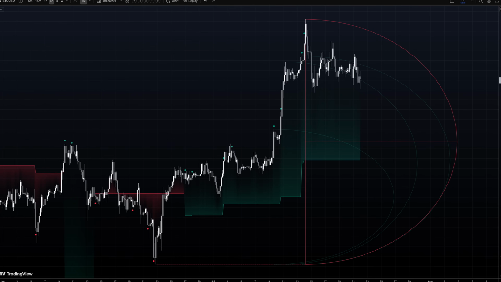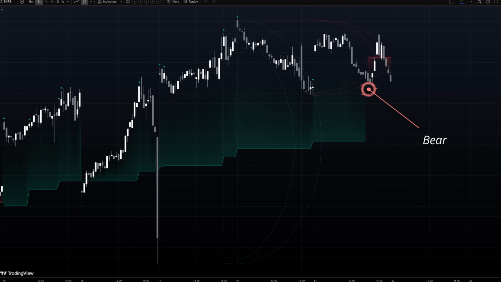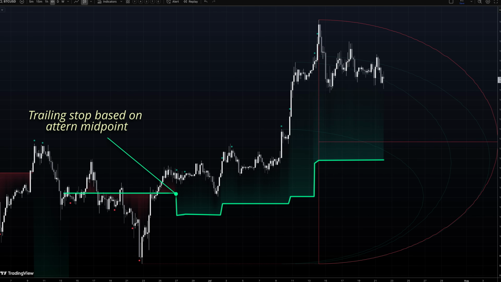Breakout signals generate when price penetrates either the upper or lower boundaries of active D patterns. Bullish breakouts occur when price closes above the upper arc boundary, while bearish breakouts trigger when price closes below the lower arc boundary. The system maintains a trailing stop level based on the midpoint of the most recent pattern, providing dynamic support and resistance references.